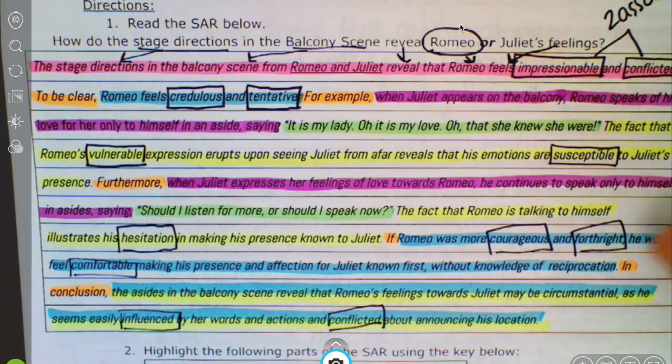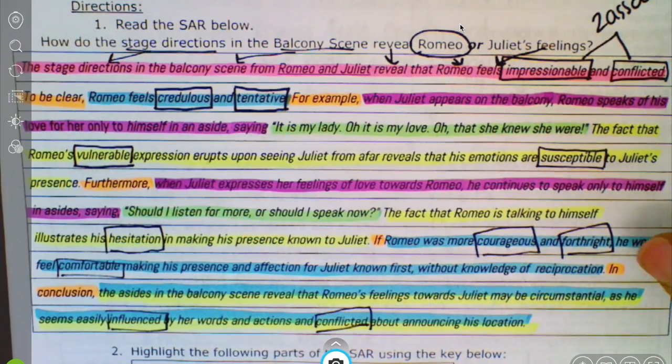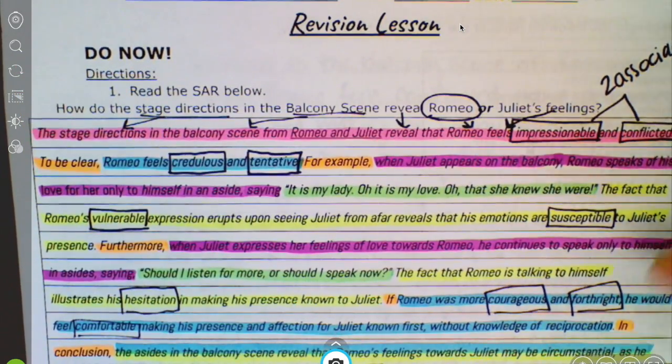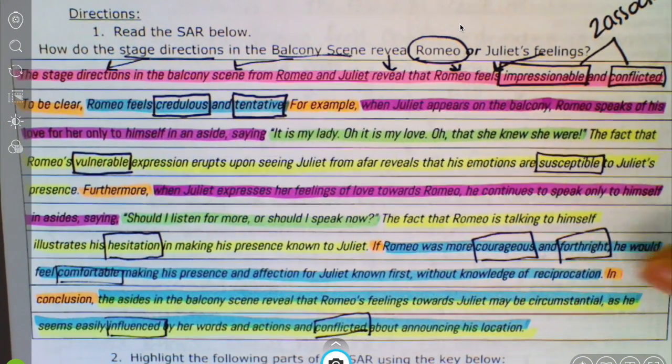Hello English 1 students. I'm going to take you guys through this warm-up and then I'm going to take you through the beginning of this lesson, alright? So at this point you should have already highlighted your short answer response and read it in your warm-up, and you should have scored it actually as well on the bottom of this paper.